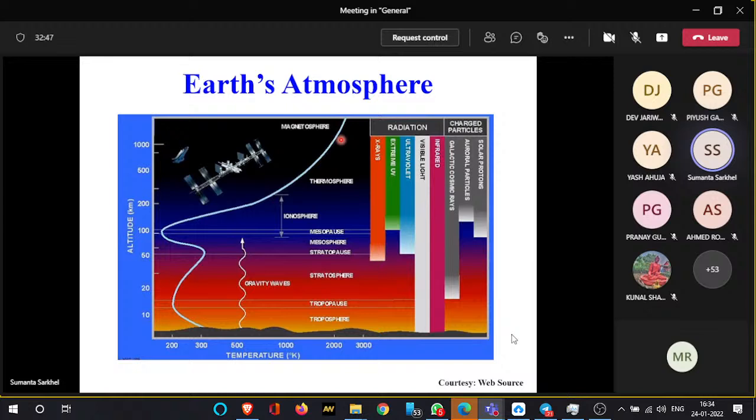It's not exactly a vacuum. If you go up and up, you will realize that it's not exactly a vacuum. There will be some molecules and atoms per cc. It may be very, very few, but you'll find some molecules and atoms. Even in interplanetary space, it's not a perfect vacuum. It is not zero. There will be some molecules and atoms or some ions, charged particles.